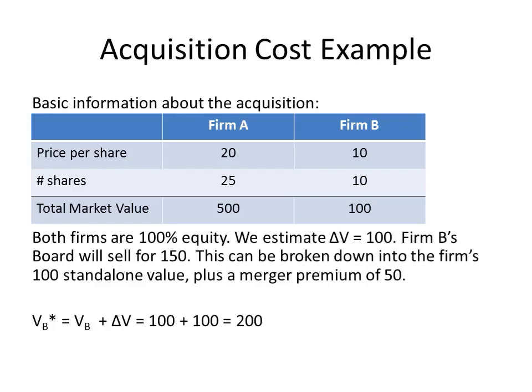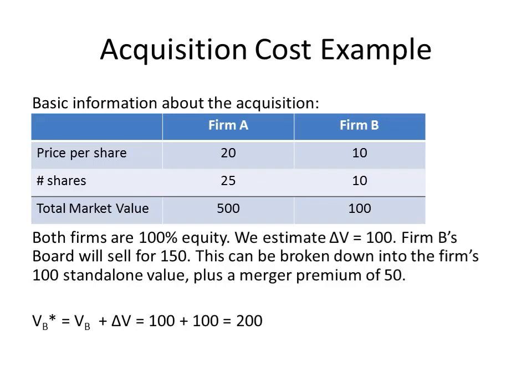Firm A has a price per share of 20 and a number of shares of 25. Therefore, it has a total market value of 500. That's just 20 times 25. Firm B has a price per share of 10 and 10 shares outstanding, and so it has a total market value of 100. We assume both firms are 100% equity.